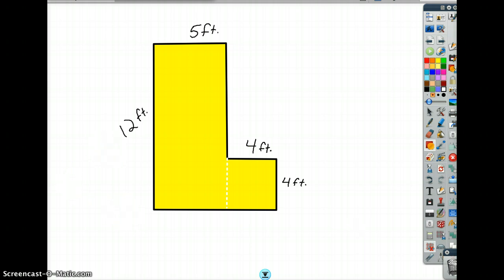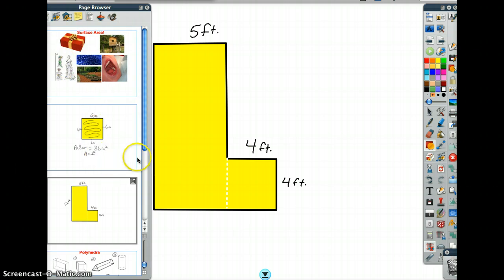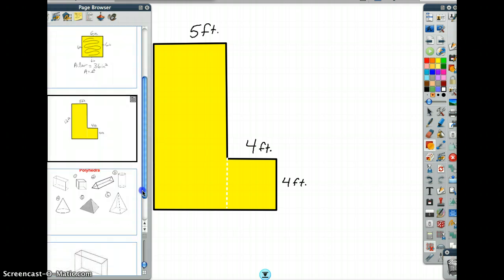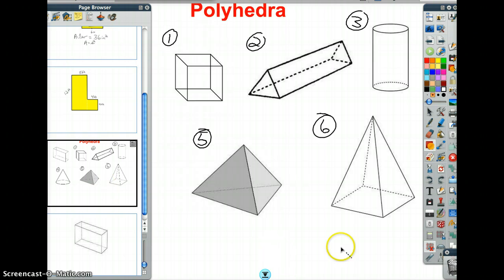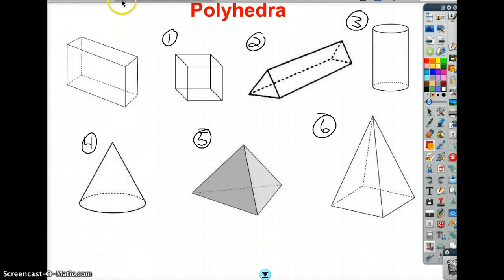Okay, well, if you're back, I hope you were able to figure that one out. I want you to keep in mind how to find the area of shapes as we move into the next part. Now, today in class, what we talked about was polyhedra.